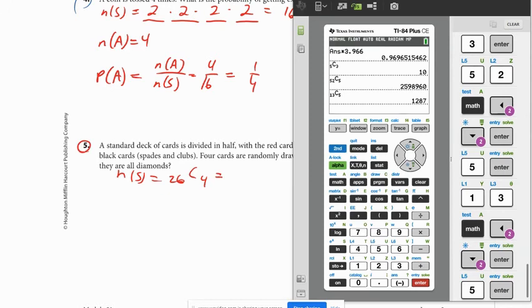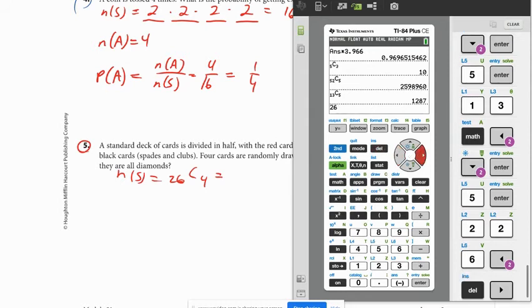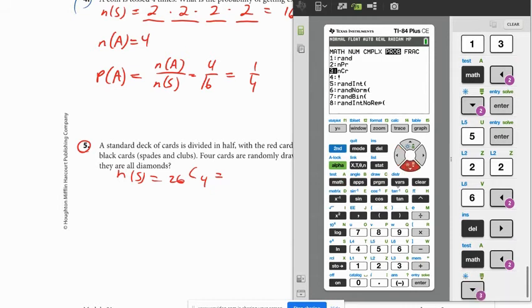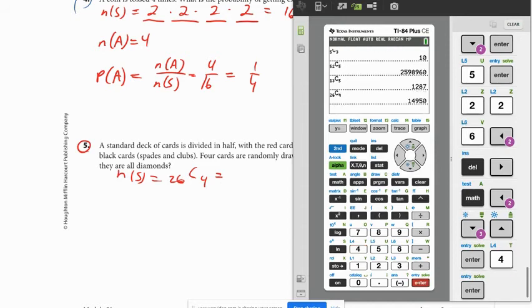And so if you do that on your calculator, 26, math, probability, nCr, 4. So 26 choose 4 is 14,950.